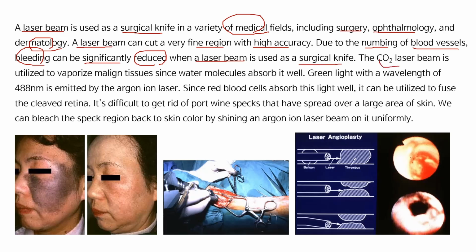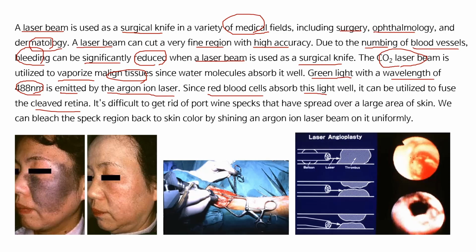The CO2 laser beam is utilized to vaporize malignant tissues since water molecules absorb it well. Green light with a wavelength of 488 nanometers is emitted by the argon ion laser. Since red blood cells absorb this light well, it can be utilized to fuse the cleaved retina.